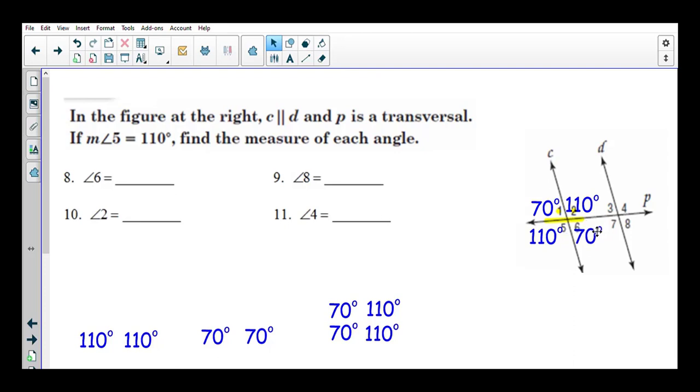Now this is where sometimes students get a little stumped. They're like, I don't know where to go from here. Here's the deal. Angle 2 is like in the top right-hand corner of this grouping of angles right here. So is angle 4.